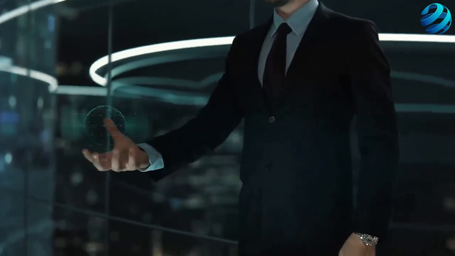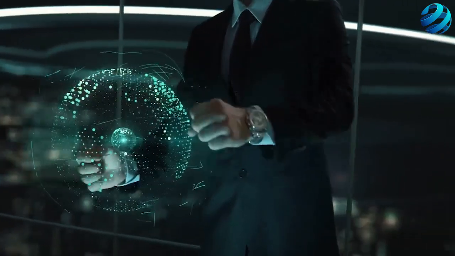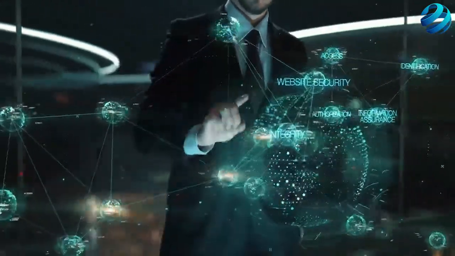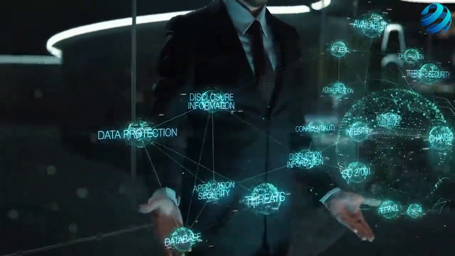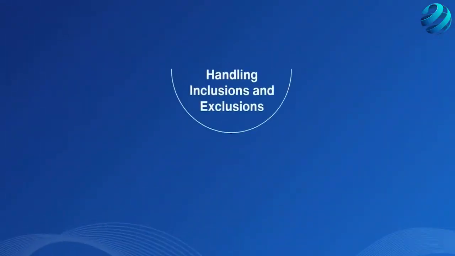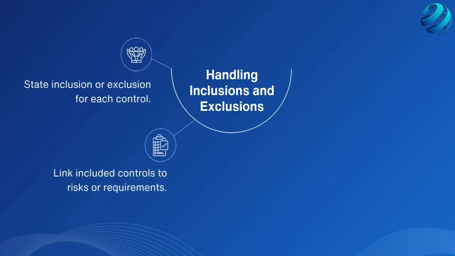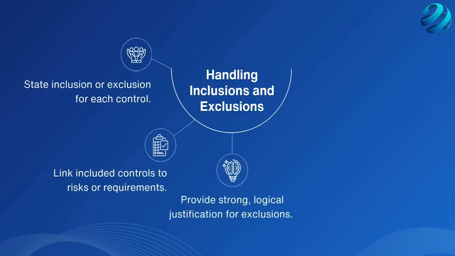Handling inclusions and exclusions. A critical output of the ISO/IEC 27001 process is the Statement of Applicability, or SOA. This is not simply a checklist, it is a formal declaration of your control environment. For every single control listed in Annex A, your SOA must state whether you have included it in your ISMS. If a control is included, you must provide a reference back to the risk or business requirement that justifies its implementation. More importantly, if you choose to exclude a control, you must provide a robust and logical justification.